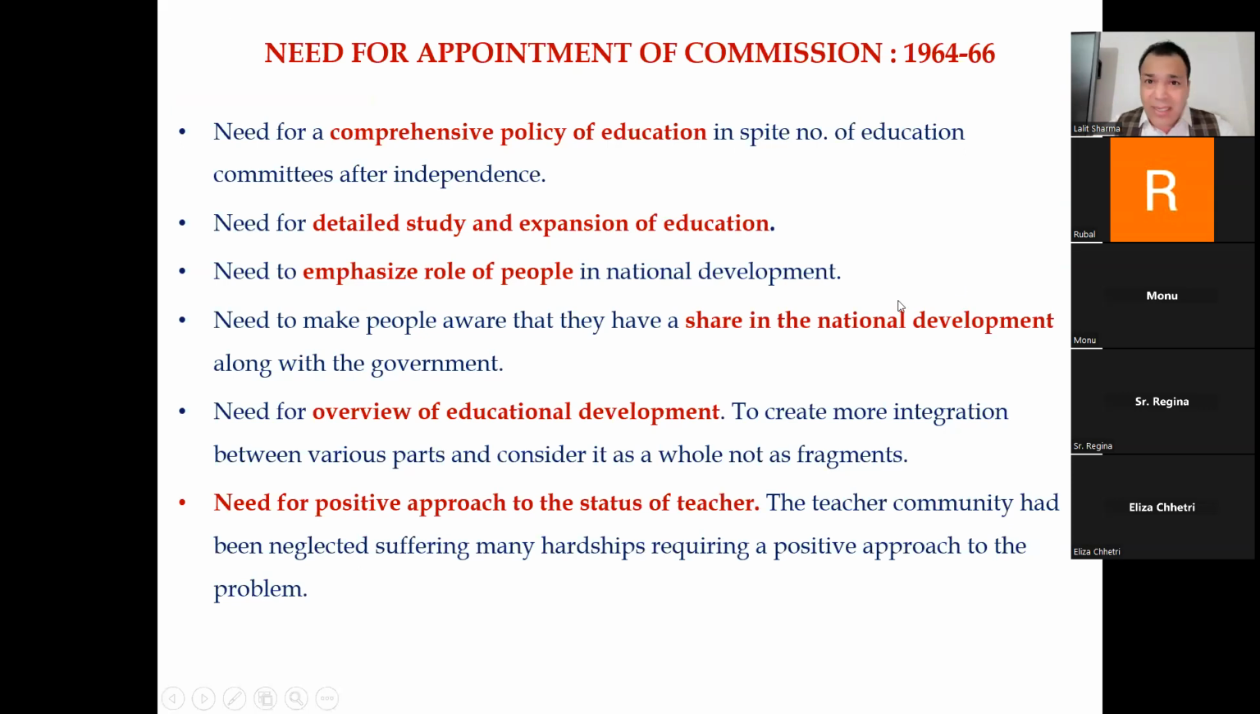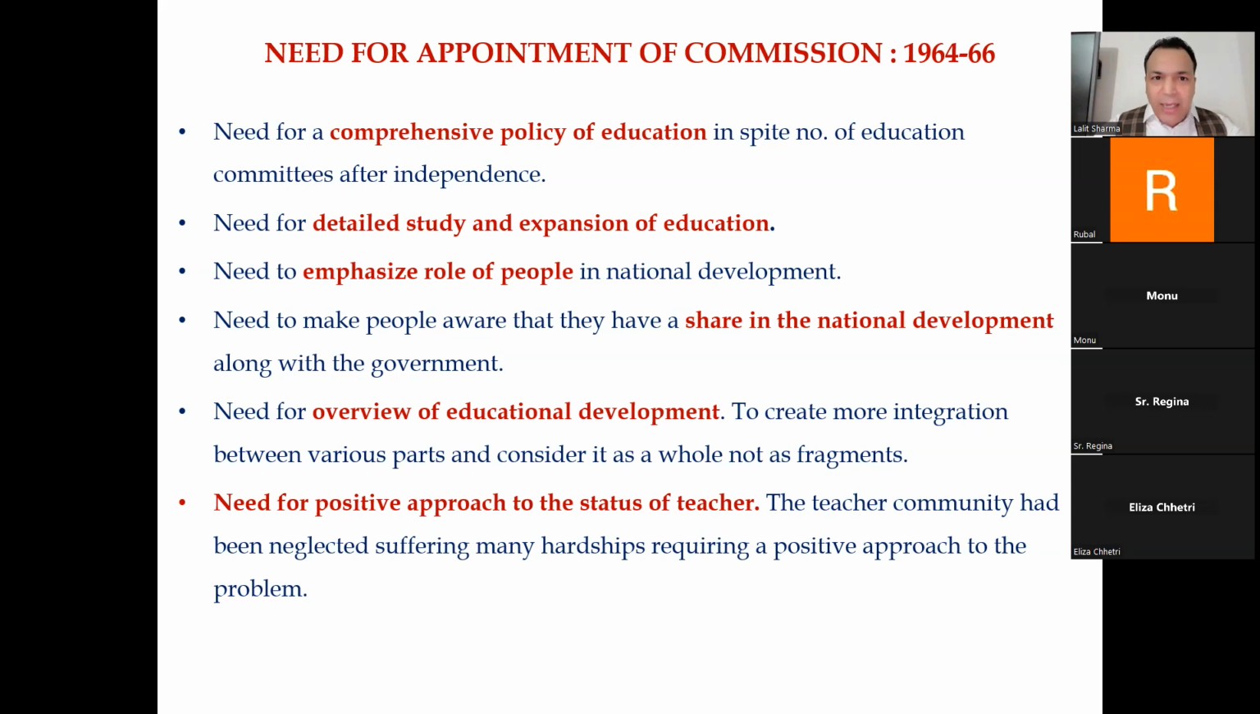Now the question arises, what is the need for the appointment of this commission? From here you will come to know why there is a need for the appointment of a commission. Now New Education Policy 2020 came, right? So what is the need for a new education policy? Need is important. First, when you start like that, what is the need of that particular commission, and what happened when the commission came, so that it becomes easy in your mind to learn. So what is the need for appointment of the commission 1964-66?